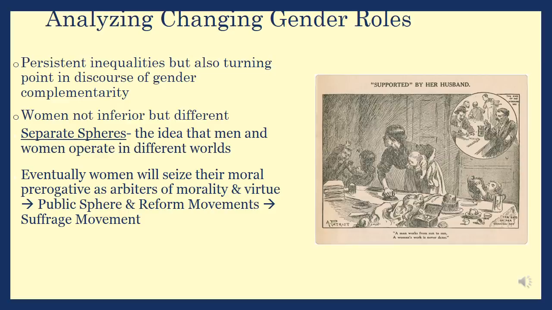into the public sphere. And when we see reform movements like the temperance movement and the abolitionist movement, women are going to join these because they are seizing on their prerogative as arbiters of morality and virtue. And over time, they're going to begin asking for and then demanding the right to vote. And so it's this notion of gender complementarity that's going to lead to more equality for women in the future.